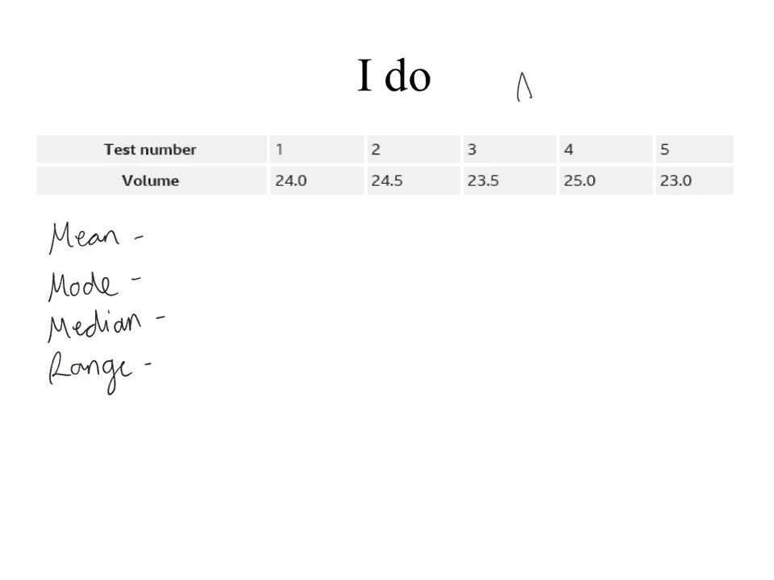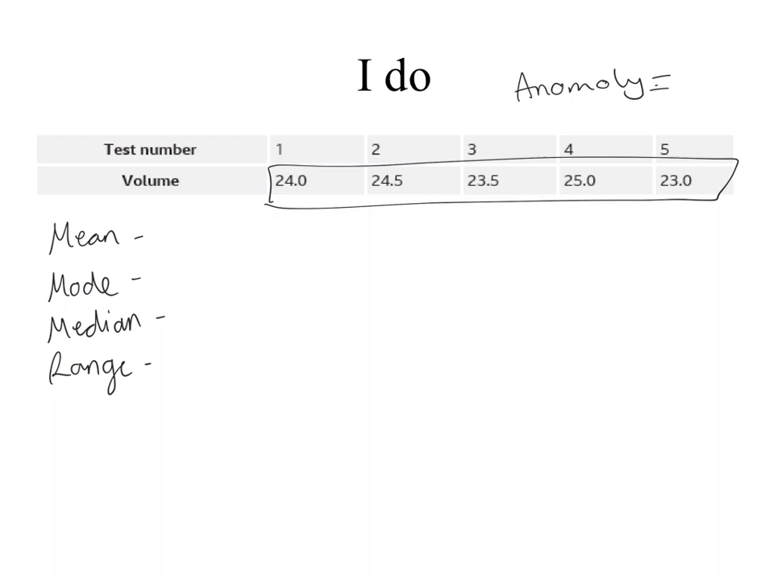First things first, they might ask you to look for an anomaly. With these, all the values are quite close together, so I wouldn't say there was an anomaly, so we don't really need to worry about anomalies. You'll know when there's an anomaly because it'll be a number that really stands out. Okay, so range then we said was the largest, take away the smallest. That's really the easiest one to start with.